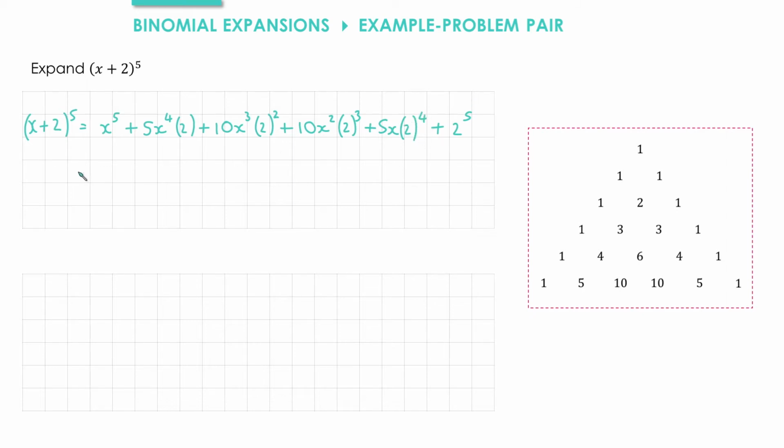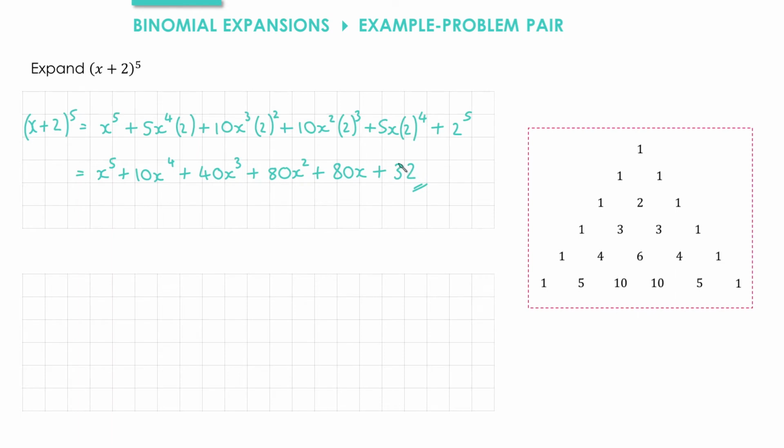Now it's just a case of simplifying. We have 5 times 2, which gives us 10x to the 4. We have 10 times 2 squared, so 10 times 4 is 40. And that's our x cubed term. We have 10 times 2 cubed, 10 times 8 is 80. And we have 5 times 2 to the 4, 2 to the 4 is 16, so 5 times 16 is also 80. And 2 to the power of 5 is 32.